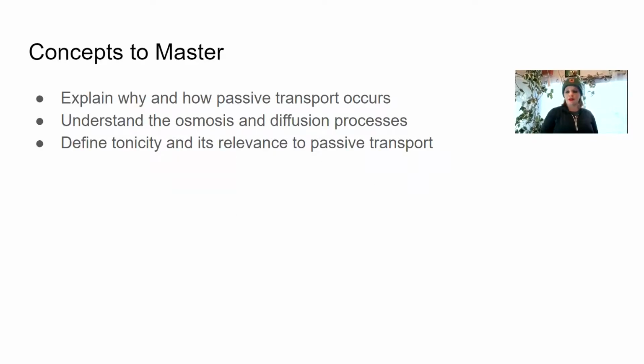Things that we want to make sure that we understand are how and why passive transport occurs. What are the differences and similarities between osmosis and diffusion? And then we have to talk about this term tonicity and how that is important to transport, because passive transport is all about the relative concentration between what's happening inside the cell and outside of the cell, and that's what tonicity is, and we'll get there.